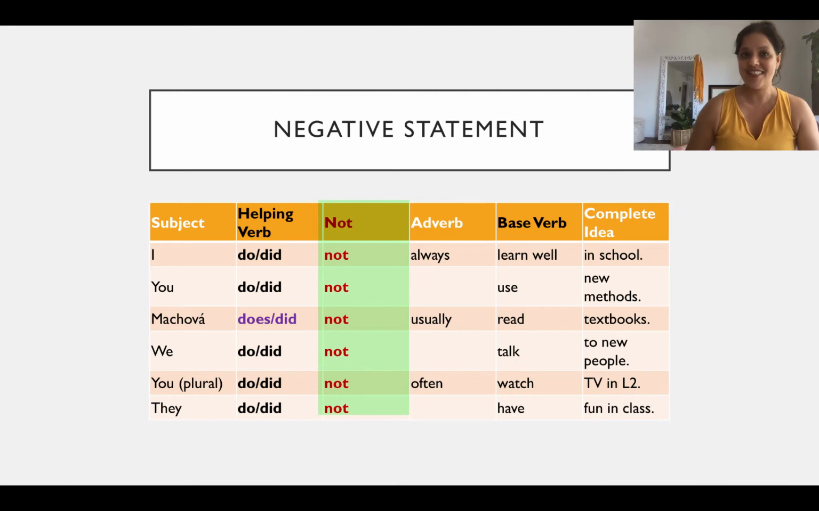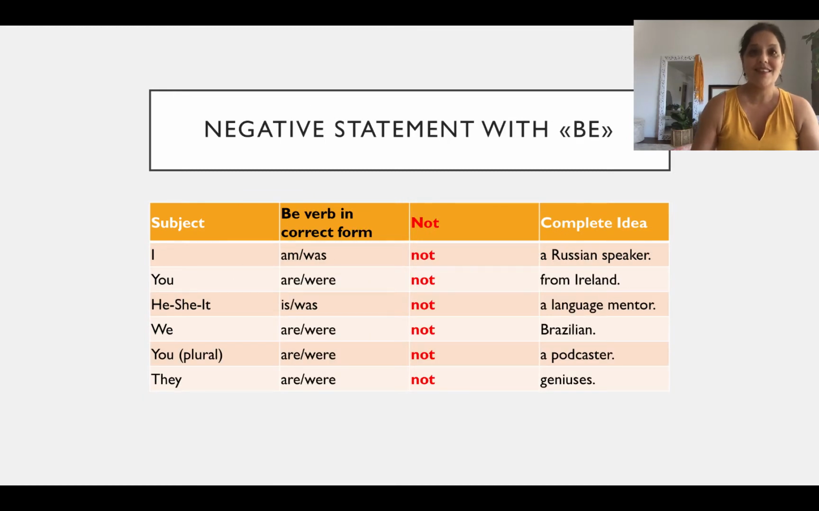Let's look at the next sentences. These are sentences with negative statements with the verb be. I am not a Russian speaker. You are not from Ireland. He, she, it. He is not a language mentor. We are not Brazilian. You are not a podcaster. They are not geniuses. What do you see that's different in these sentences?